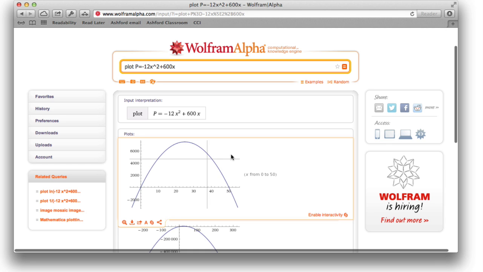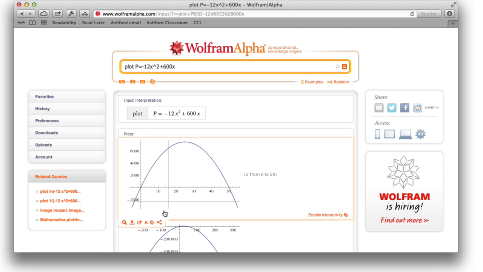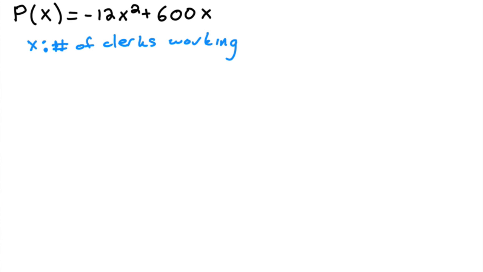One of the things that I'm going to recommend that you do when you turn in your assignment is see if you can save the image and then paste it onto your Word document, because like I said, a picture is worth 1,000 words. Okay, so now let's go back to the problem.